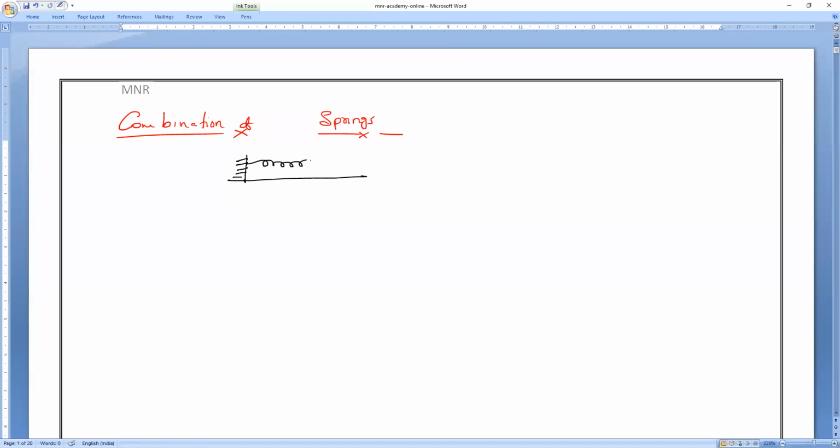So if you have taken series combination, there are two springs where the mass is attached and it is dragged. This spring constant is K1 and this spring constant is K2. So what is the total equivalent spring constant? 1 by K is equal to 1 by K1 plus 1 by K2. So it is just opposite to resistance. Am I right or wrong? I told you yesterday, or not? All of you? Yes, sir.